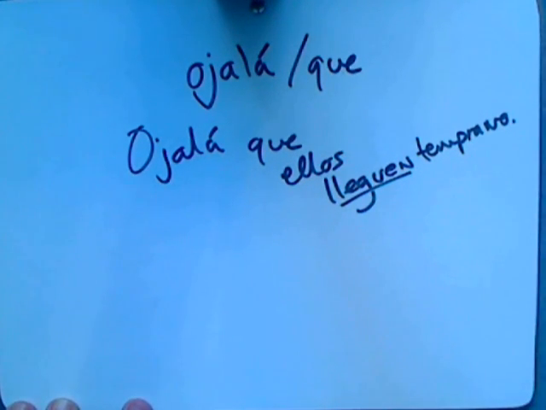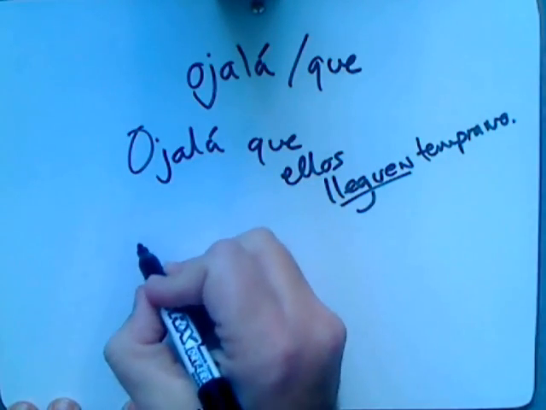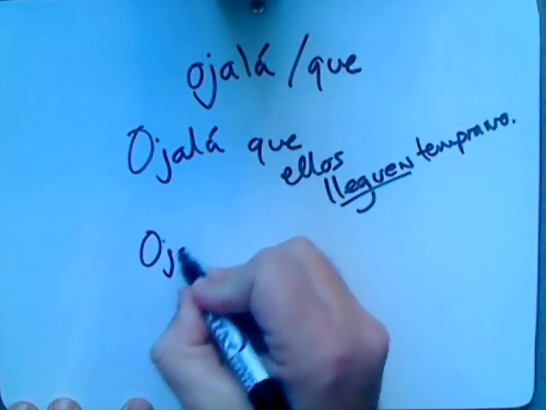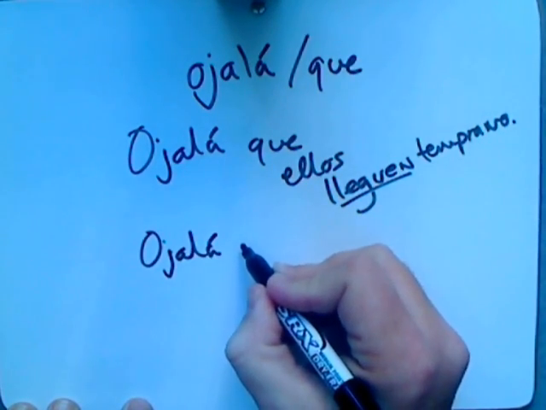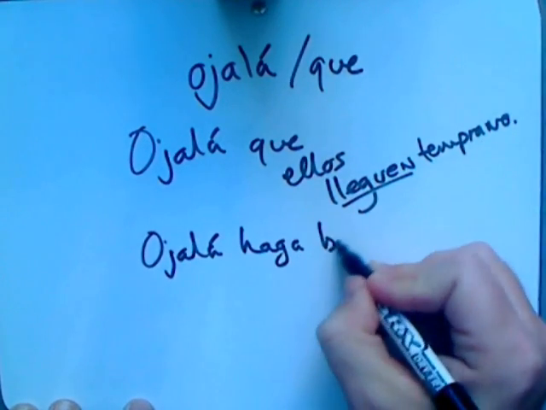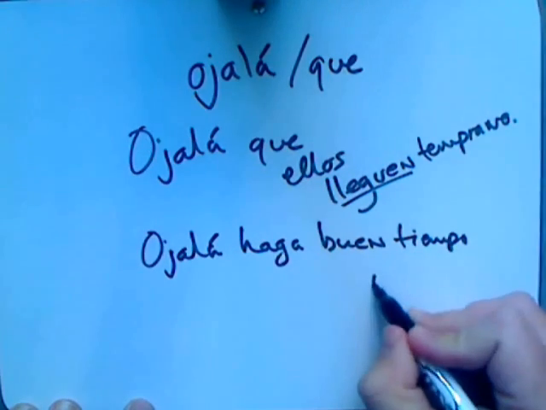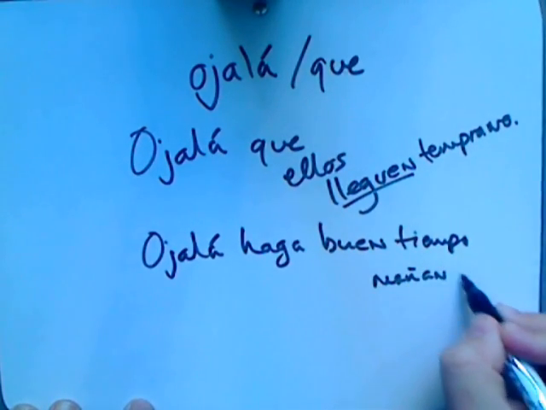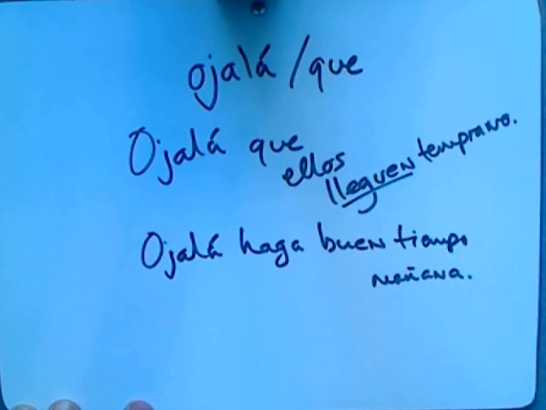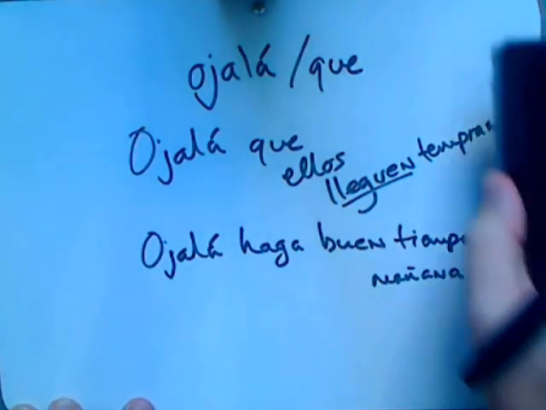Ojalá literally means something like God willing, that, right? You can translate it as I hope that, right? Ojalá que ellos lleguen temprano. Or you can also use it without the que. Ojalá haga buen tiempo mañana. Okay? I hope it's nice weather. I hope we have nice weather tomorrow. Ojalá haga buen tiempo mañana. So ojalá or ojalá que also is an impersonal kind of expression that always triggers the subjunctive.